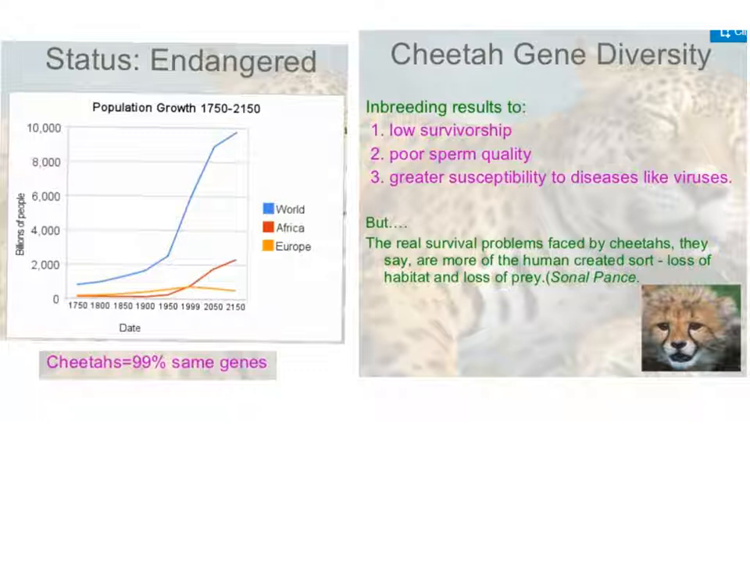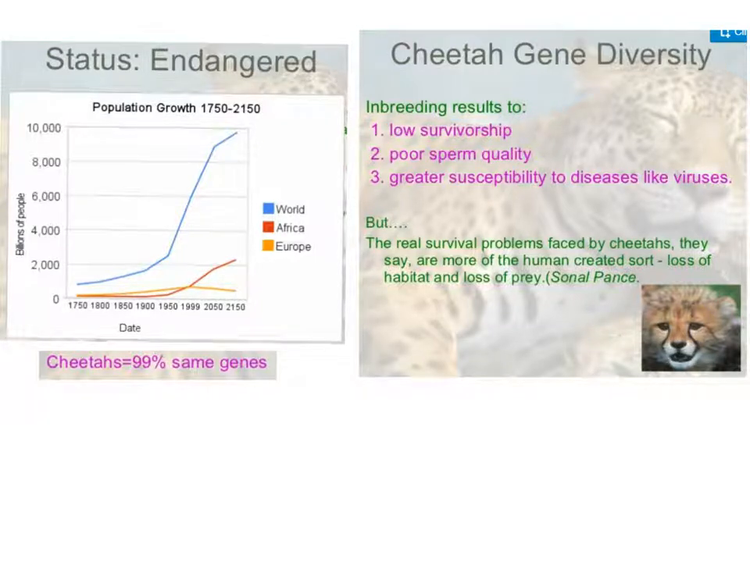If we analyze the cheetah genetic diversity, you can say that 99% of the cheetahs have the same genes, which means very low genetic diversity. Why do they have very low genetic diversity? This might be attributed to many factors, like low survivorship, poor sperm quality, and greater susceptibility to diseases like viruses, because most of the cheetahs in the world are distributed only in very few areas, so they are going to be affected by the consequences of inbreeding.